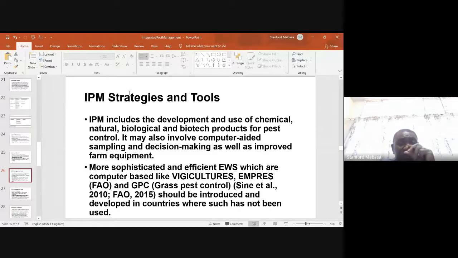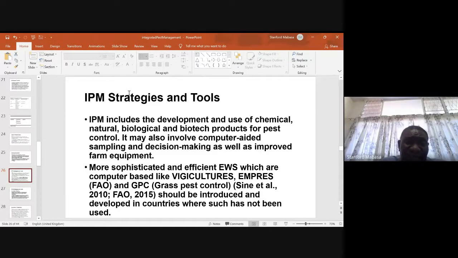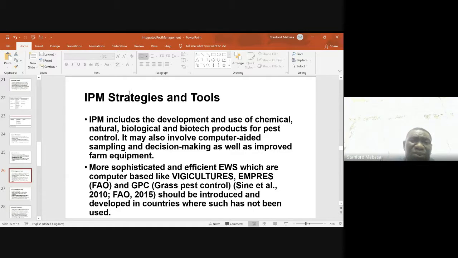Now, let us talk about the IPM strategies and tools. Now, IPM may also involve computer-aided sampling and decision-making, as well as improved farm equipment, apart from the use of chemical, natural, biological, and biotech products.